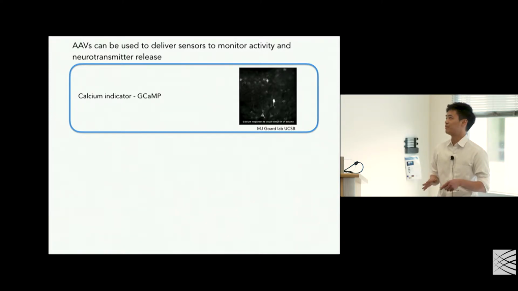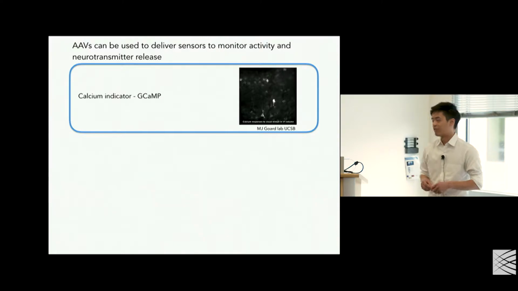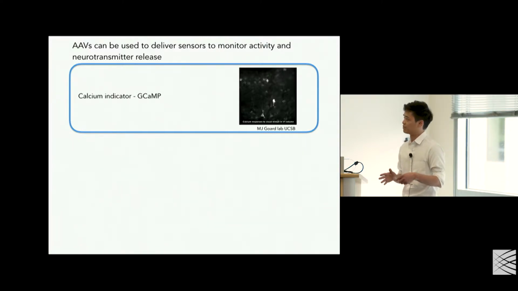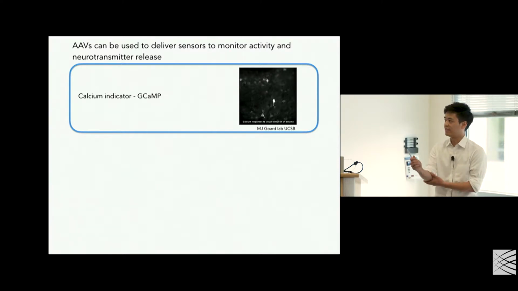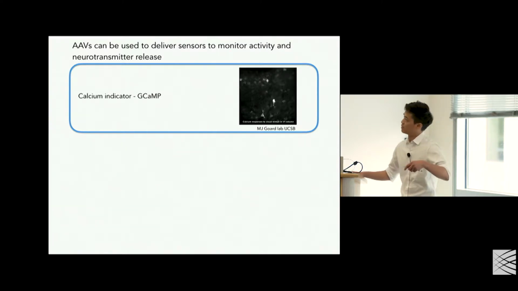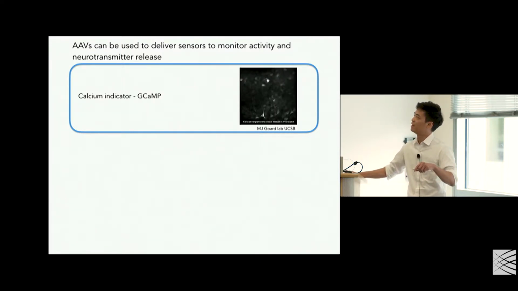So a very common sensor is called GCaMP, and it fluoresces in the presence of calcium. And it can be used as a proxy to read out when cells are being excited. So in this experiment, the researchers are delivering this GCaMP sensor into the V1 column, and they're monitoring cells during visual stimuli.